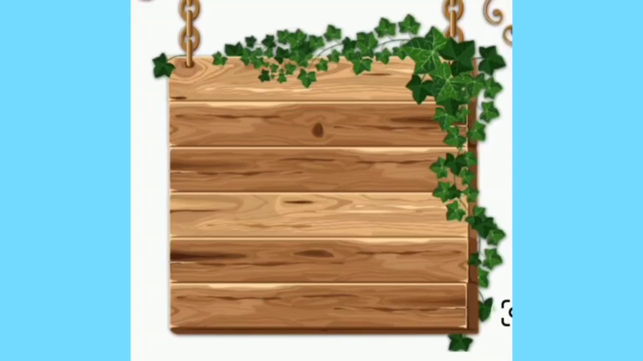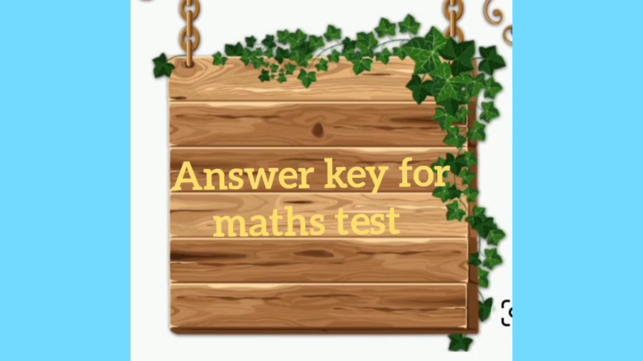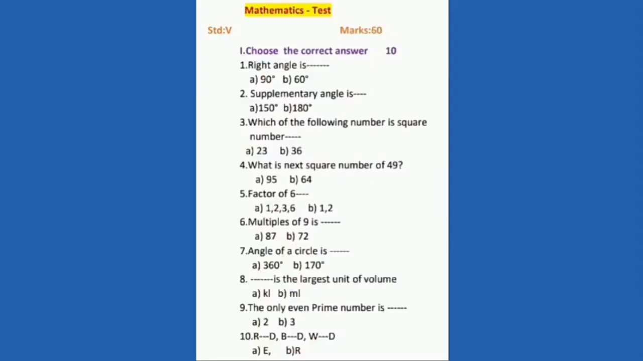Children, today we are going to discuss the answer key for the Maths test. Roman numeral 1. Choose the correct answer. First one, a right angle is dash. Right angle value is 90 degrees. Second one, supplementary angle value is 180 degrees.